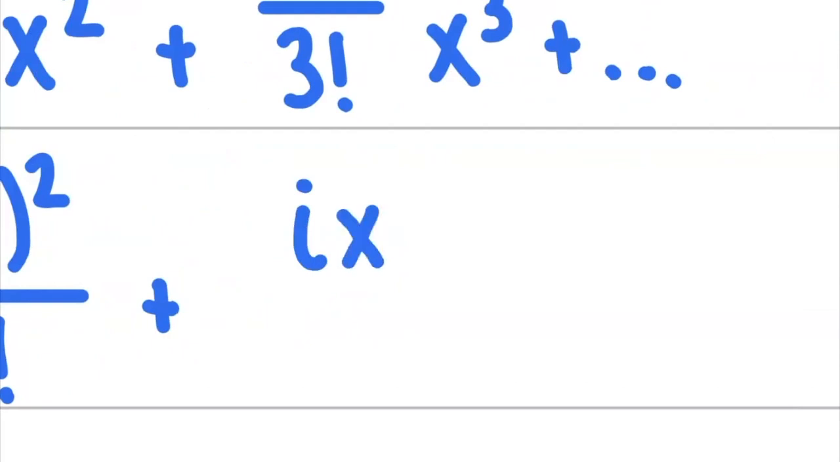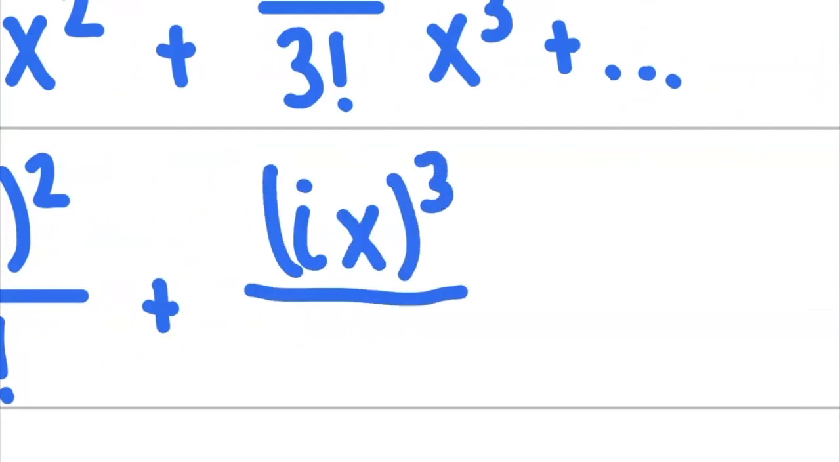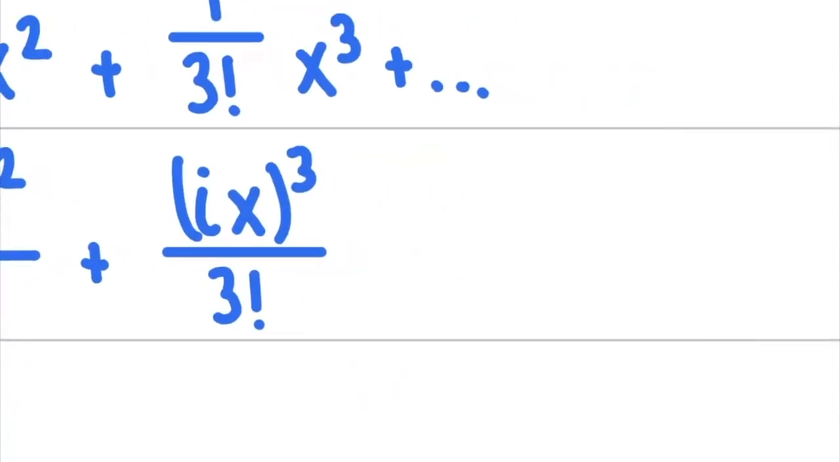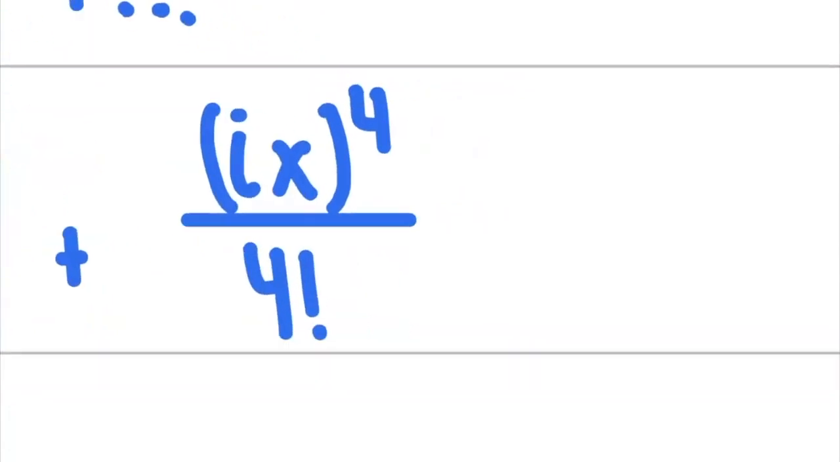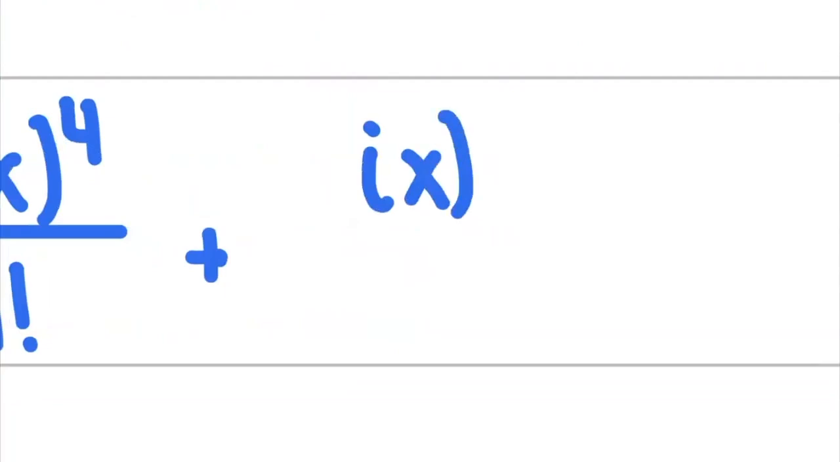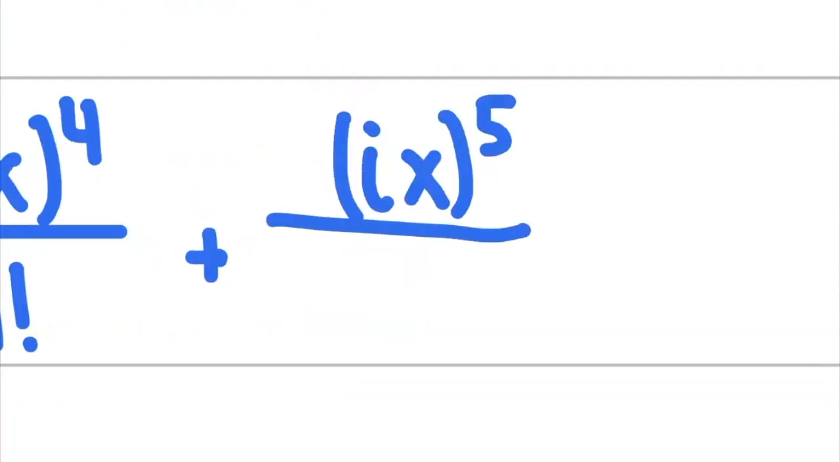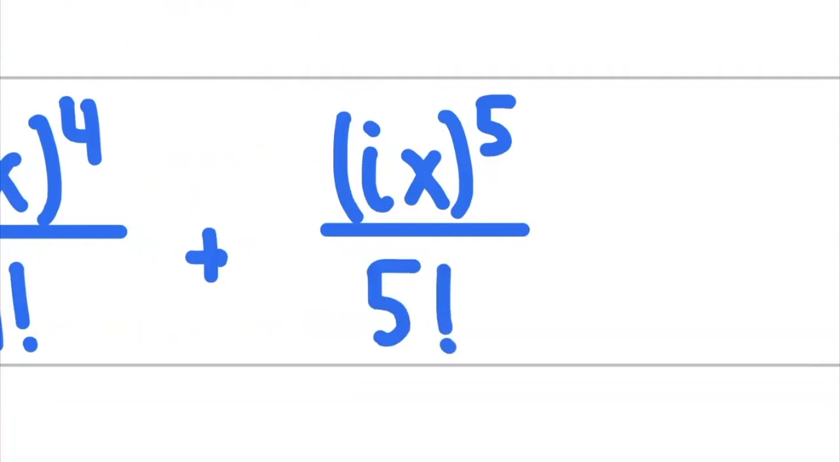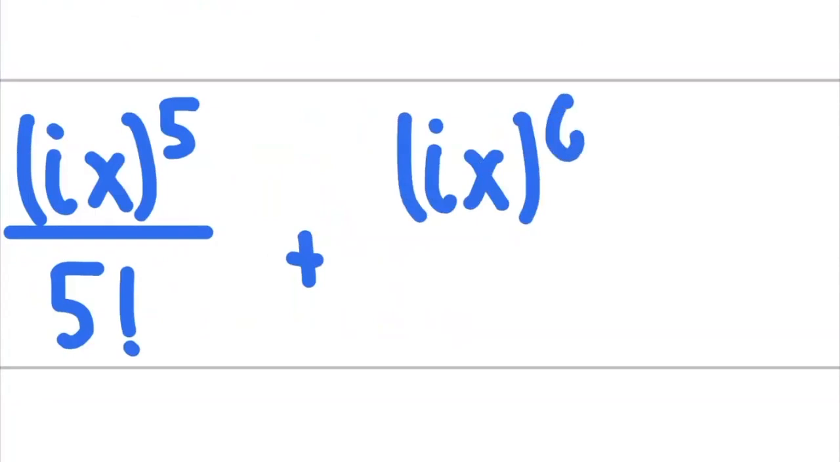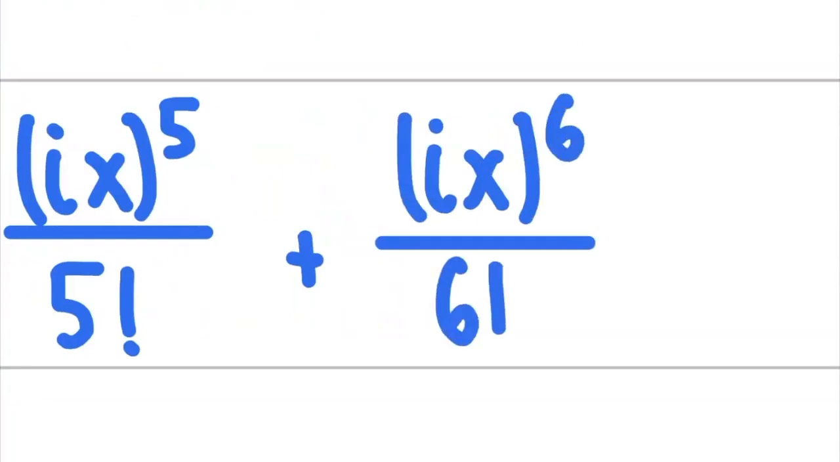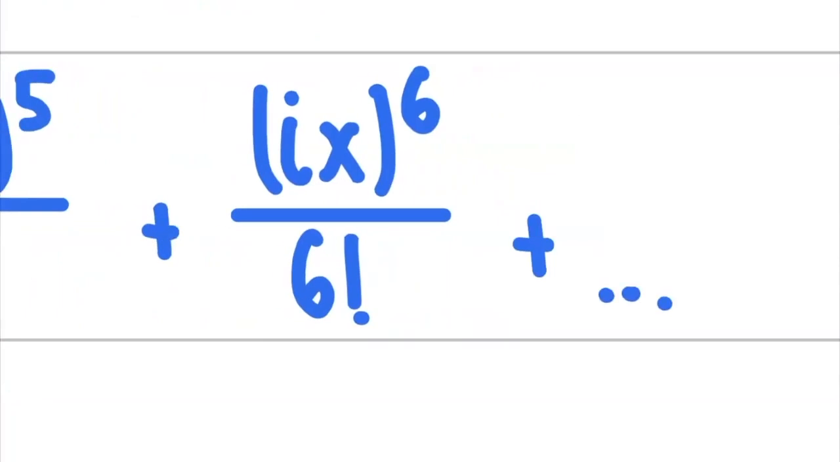ix cubed over 3 factorial. And let me write out a couple more terms. Plus, if you keep going, you're going to get ix to the power of 4 over 4 factorial plus ix to the power of 5 over 5 factorial plus ix to the power 6 over 6 factorial, and that should be good enough.